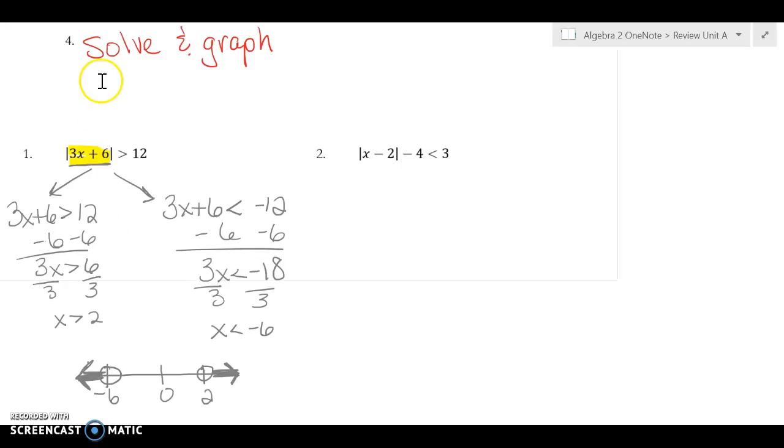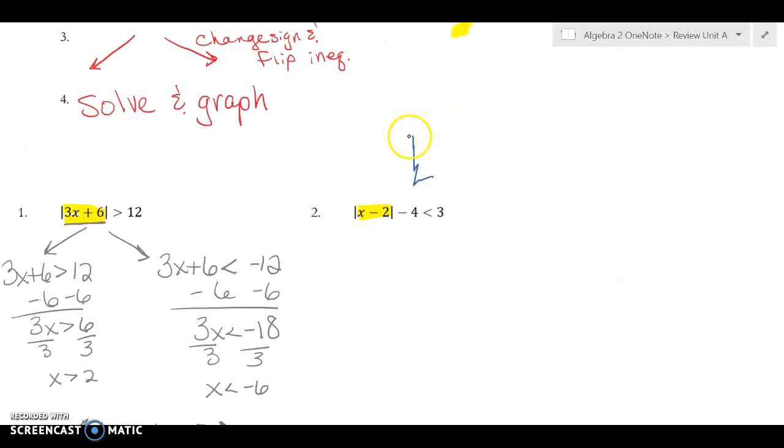All right, let's look at number 2. For number 2, my absolute value is not alone. I have to get rid of that. Okay, so I'm going to add 4 to both sides. And so I get the absolute value of x minus 2 is less than 7.